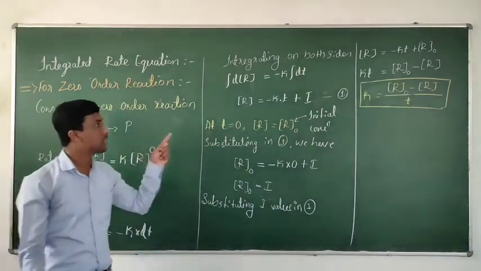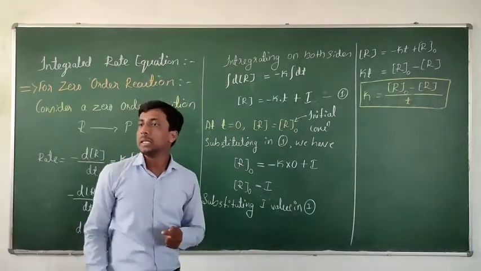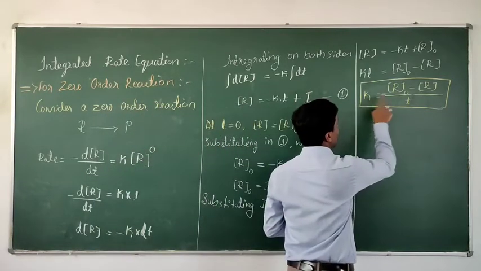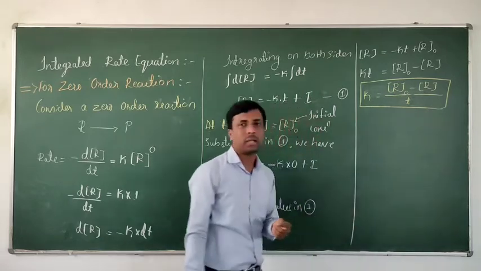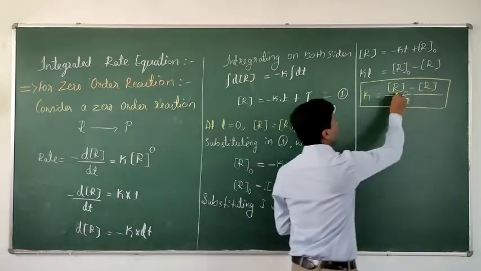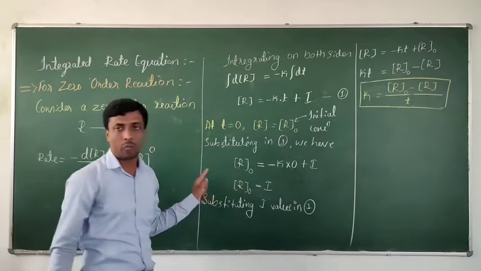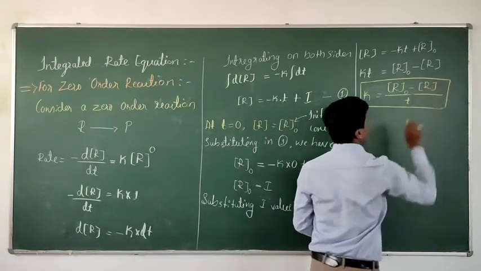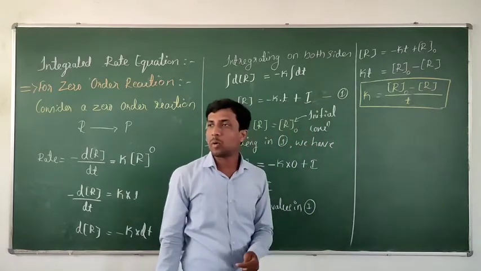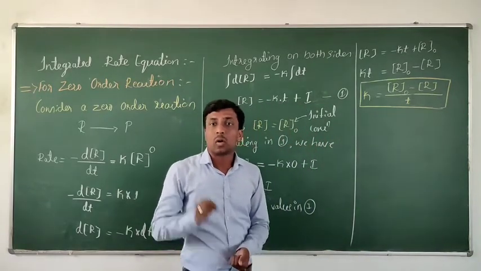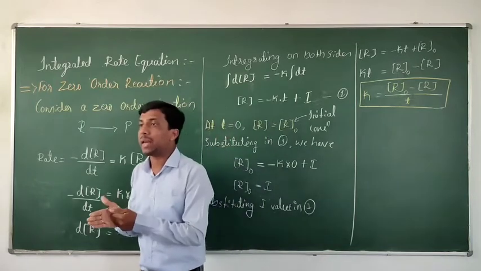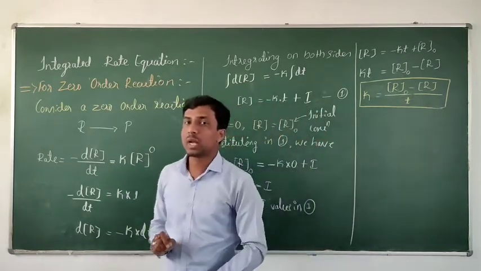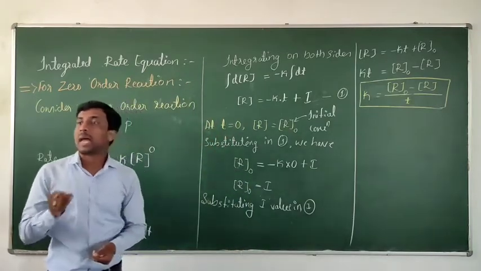You have to remember this equation. This indicates that k is equal to r0 minus r divided by t. What is r0? Initial concentration of your reactant. What is r? This is important. Concentration remained at time t.